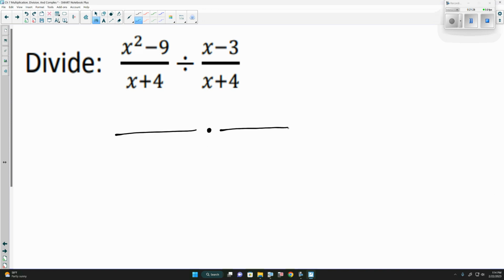Now this one here, it's very tempting to go on and start canceling things out. But again, the first thing I would do is change it from division to multiplication. So we keep the first one the same, x squared minus 9 over x plus 4. We change it from division to multiplication and flip the second.